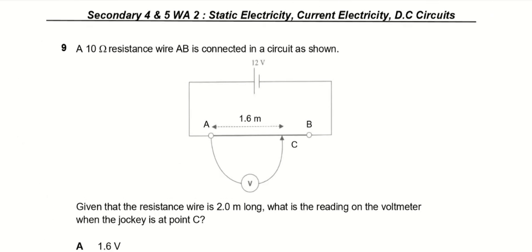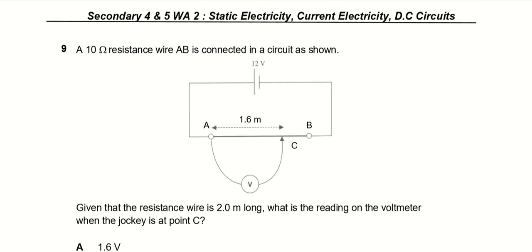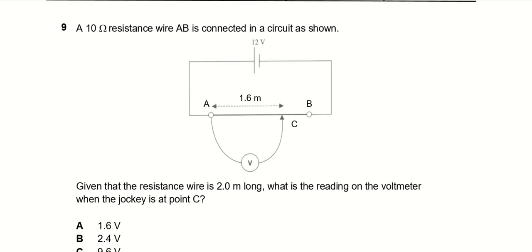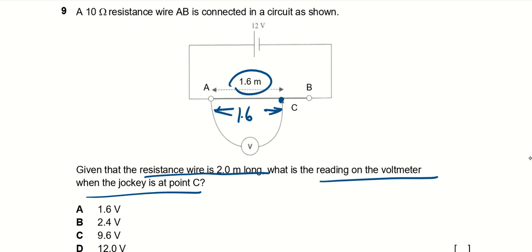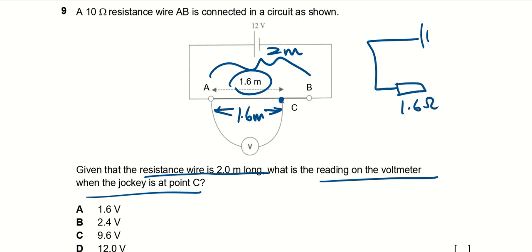Okay, question 9. A 10 ohm resistance wire AB is connected in a circuit as shown. Given that the resistance wire is 2 meters long, what is the reading on the voltmeter when the jockey is at point C? So this voltmeter is actually measuring this resistance wire of length 1.6 meters. The whole wire is 2 meters. So it's equivalent to say that this is 1.6 ohm and this is 0.4 ohm, if we treat the length of the wire, 2 meters, as 2 ohm.